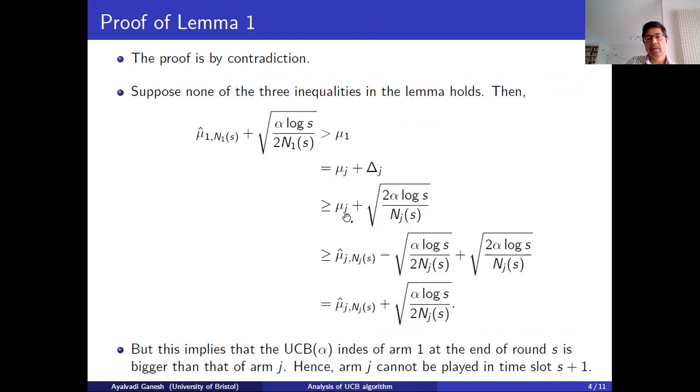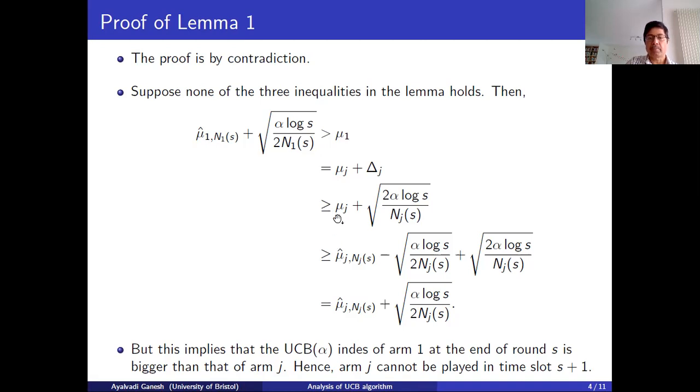Okay. And now the second inequality is also violated. What did the second inequality say? It said that the sample mean on arm j exceeds its true mean by a certain amount.